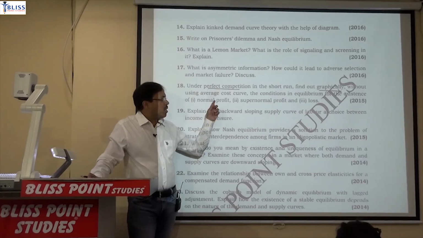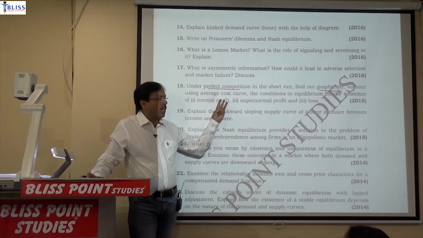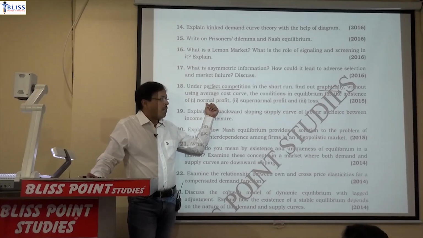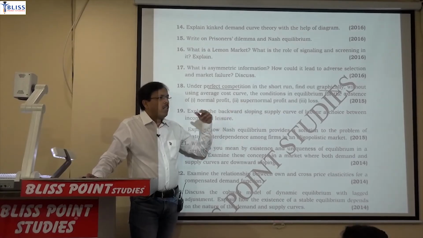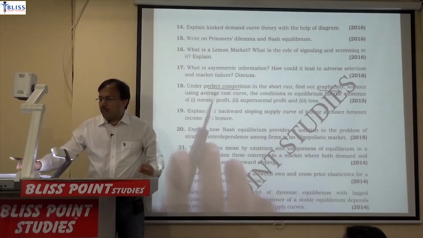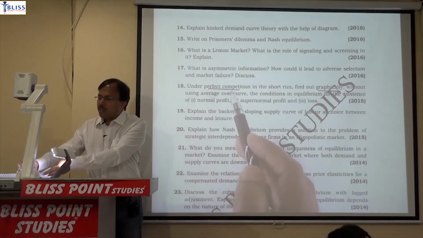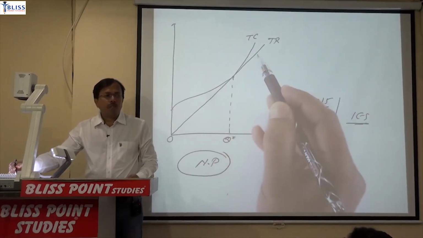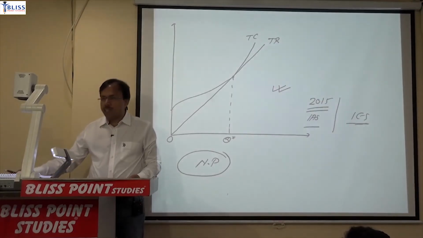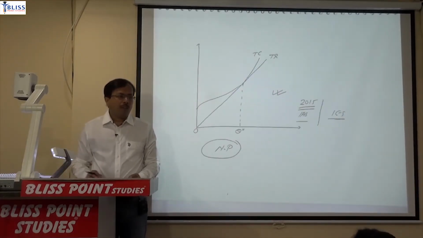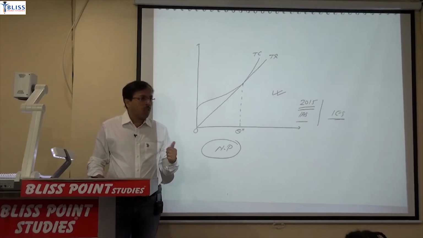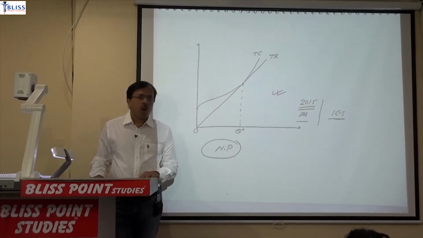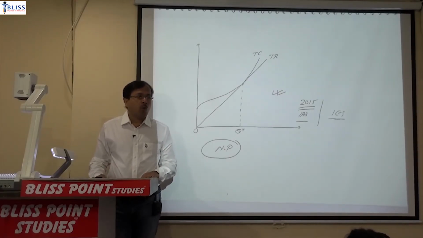So for answering this, you have to show 3 diagrams. One for normal profit, supernormal profit, and loss under perfect competition. Since it is under perfect competition, you draw that TR line as a straight line. Total revenue की जो line है वो straight line है. Total revenue will be a straight line because market is said to be perfectly competitive. If it will be monopoly, then it will not be a straight line.